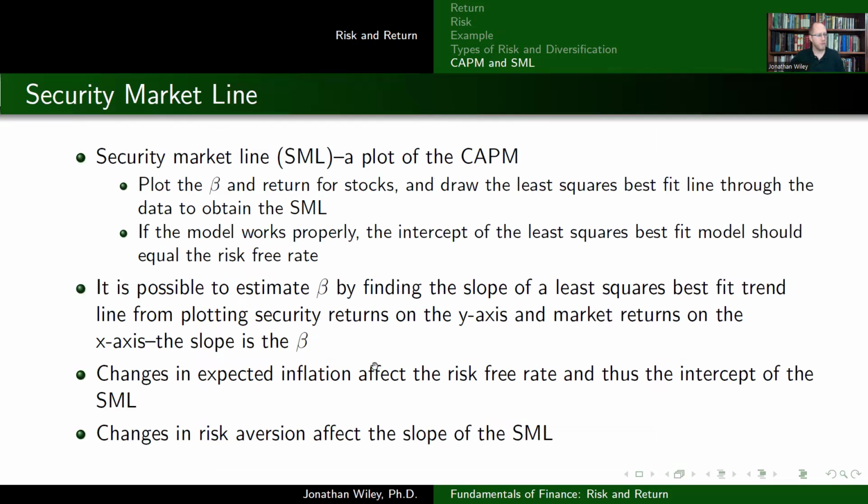Okay. So changes in expected inflation are going to affect the risk-free rate and therefore the intercept. That whole line is going to shift up and down based upon what people think is going to go on with inflation. Now, risk aversion actually affects the slope.